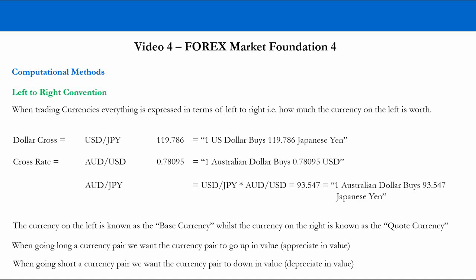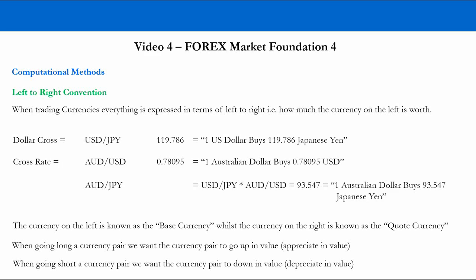The left to right convention: trading currencies, everything is expressed in terms of left to right. So how much the currency on the left is actually worth. If we look at an example, let's first look at a dollar cross where we have the US dollar against the Japanese yen, quoted as 119.786. This basically means that $1 US, the currency on the left, buys 119.786 Japanese yen, the currency on the right. So when you see a quote, the currency on the left is quoted as 1 unit buying the units on the right.